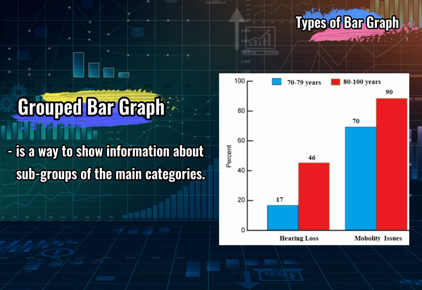Types of bar graph. Group bar graph. A group bar graph is a way to show information about subgroups of the main categories. In the above image, the categories are issues that senior citizens facing, which is yung hearing loss and mobility issues. And then yung subgroup is yung age. A separate colored bar represents each subgroup. Blue for age 70 to 79 years old and red for age 80 to 100 years old.